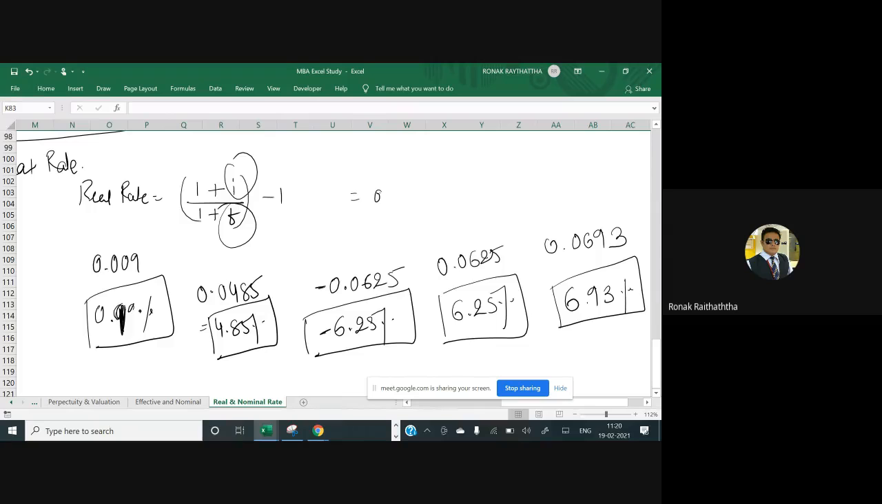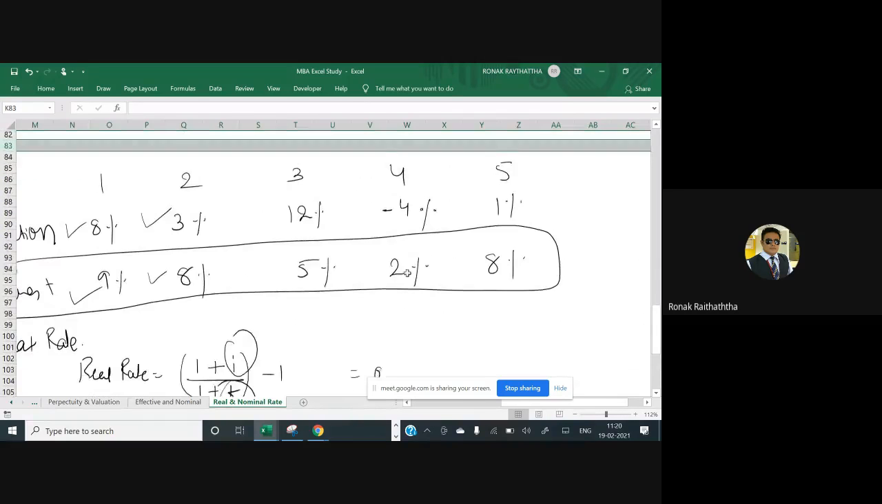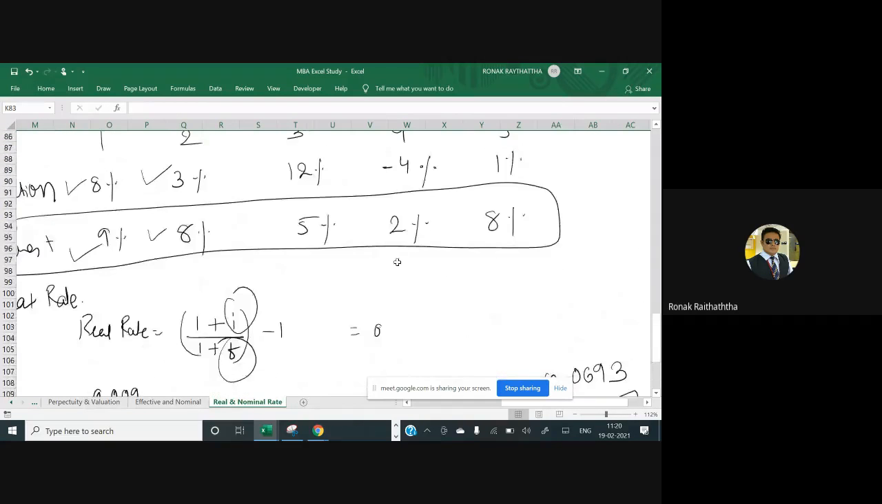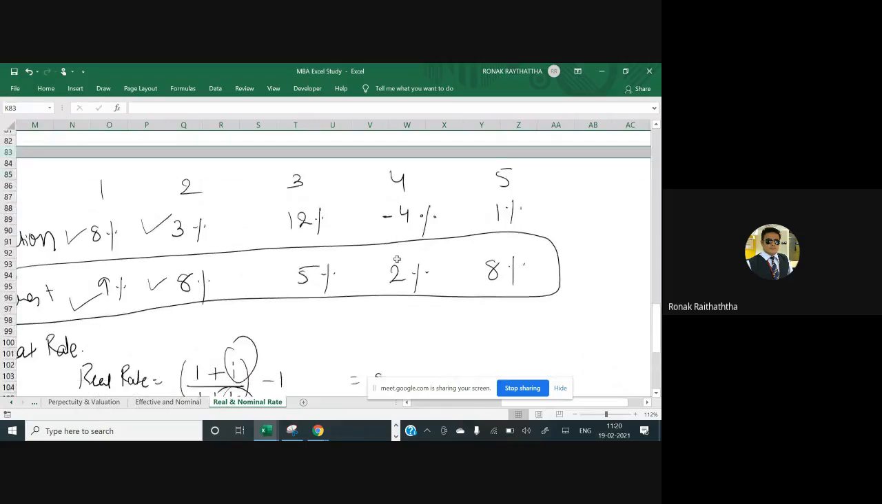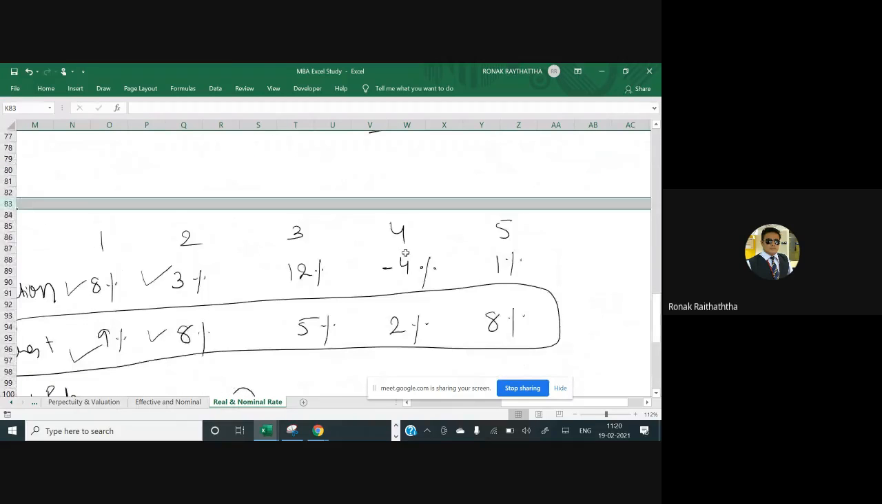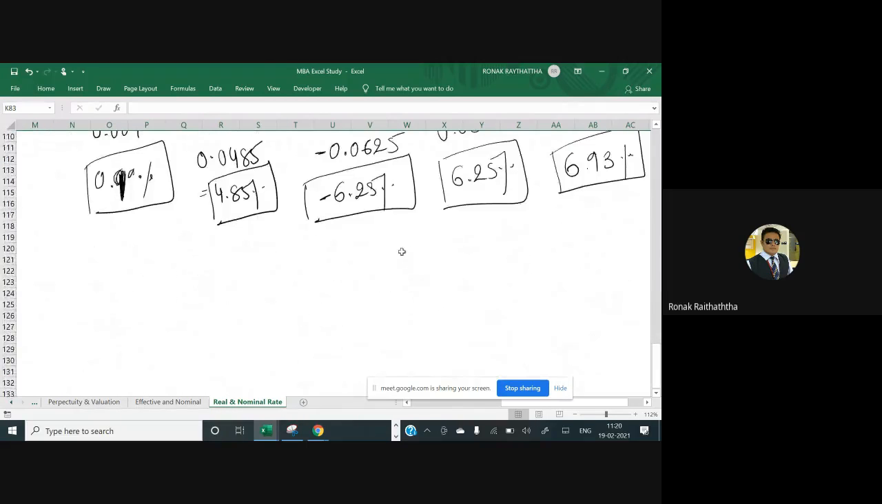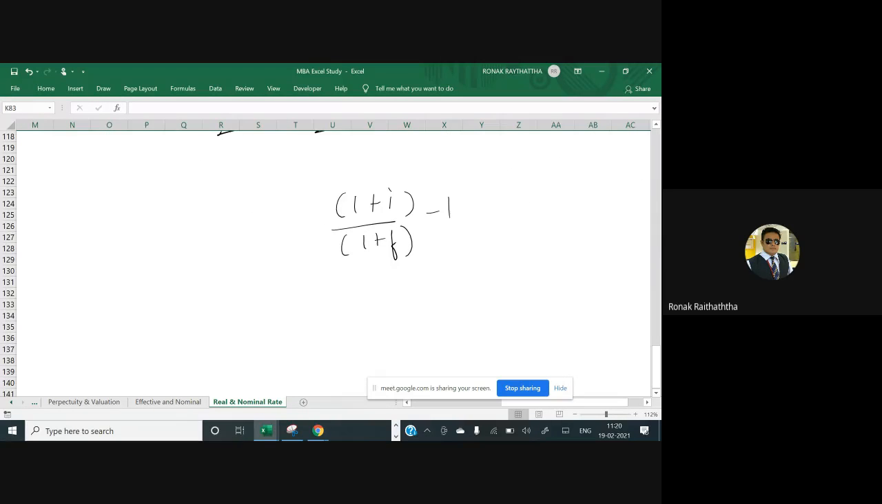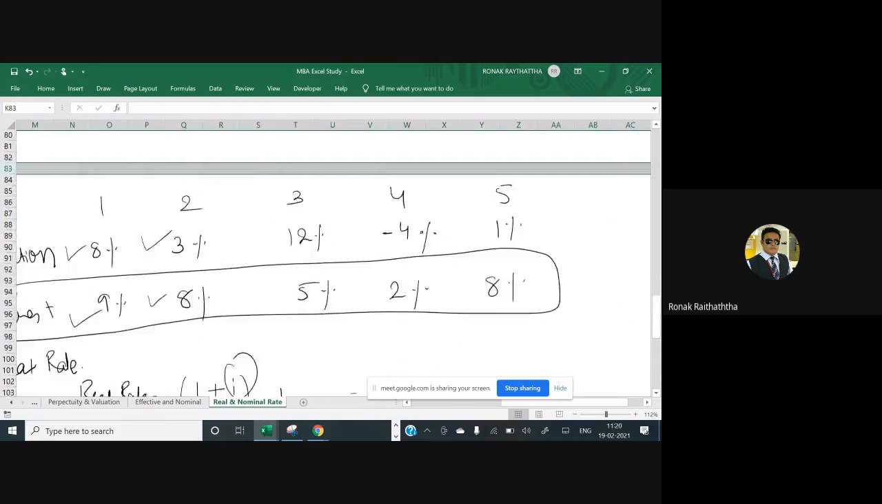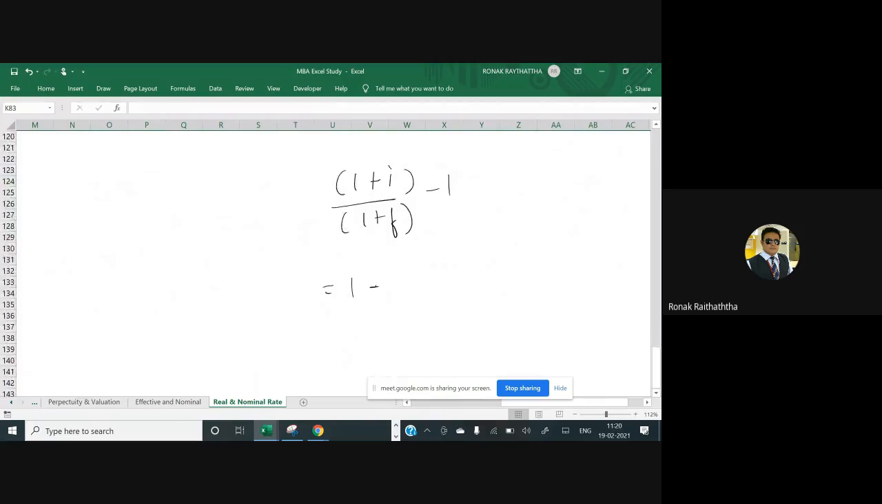So i is the interest rate. What's the interest rate in the fourth one? I'm taking the fourth one right now. That's minus 4, so I'm writing minus 0.04, right? Because it's minus. Please do not forget that. So here there is a plus and here there is a minus. Then 1 plus f. f is going to be the inflation rate, and inflation rate is 2%, so that's going to be 0.02 only, minus 1. So over there plus and minus.